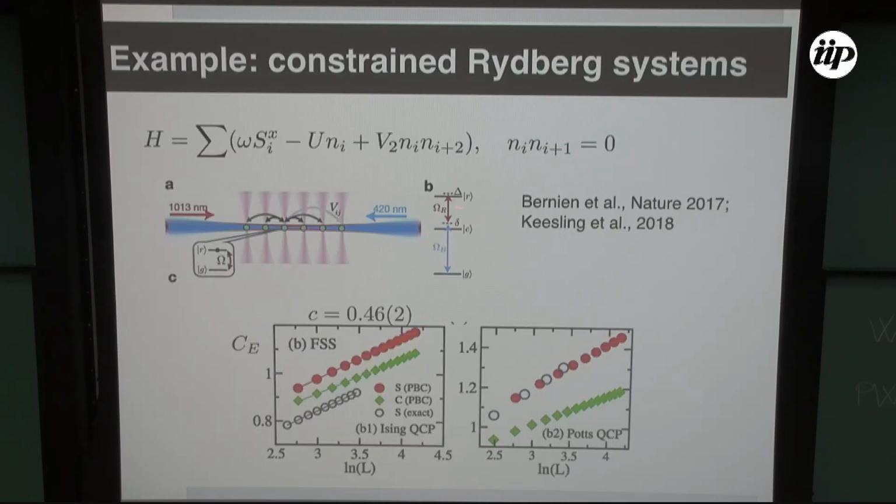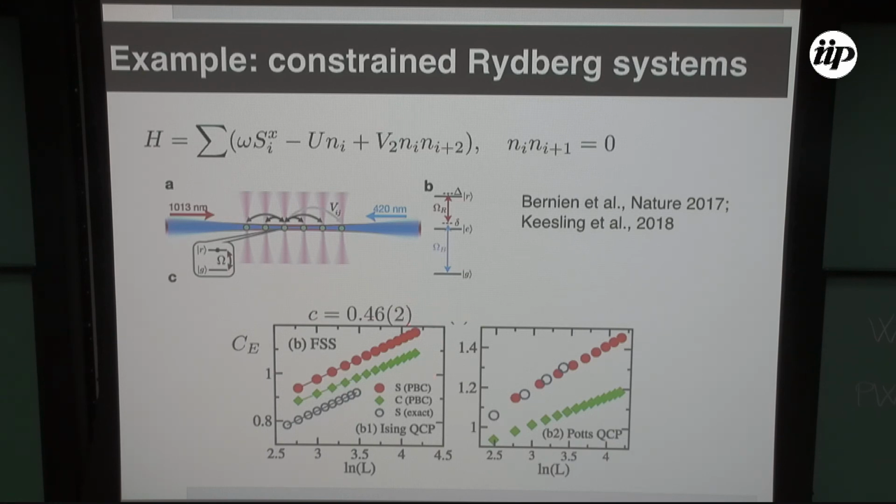This is an example taken from a model which has been realized recently in experiments at Harvard. It's a spin model in one dimension, where there is a constraint on nearest neighbors, so two atoms cannot be excited at the same time, through blockade. And then there are local terms, like a Rabi flop, a local chemical potential, and additional neighbor interactions. This model is very interesting for a series of reasons, and what is important is that it hosts transition lines and transition points which are very exotic.